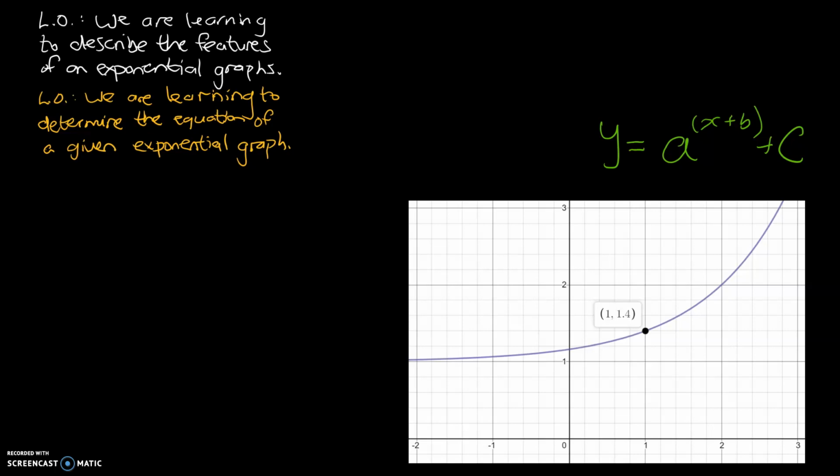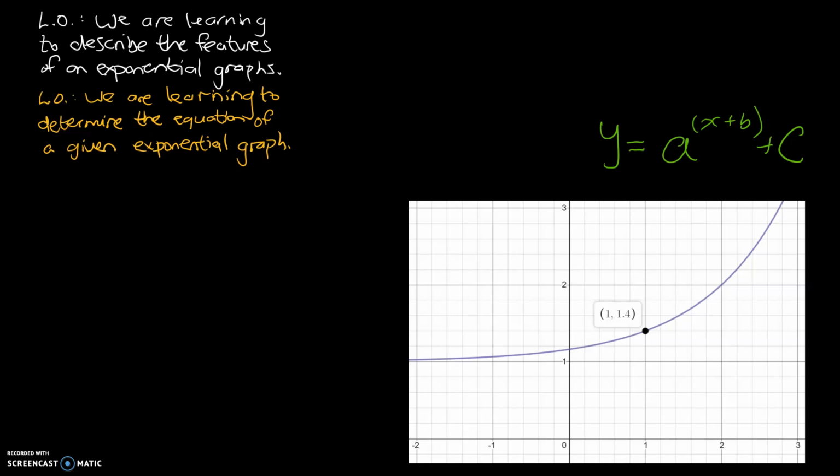We have two learning objectives for today and tomorrow, and they are in white and orange. We are learning to describe the features of exponential graphs. So that's going to be the focus of today's lesson. And all of those features will help us with the orange learning objective, and that is we are learning to determine the equation of a given exponential graph.